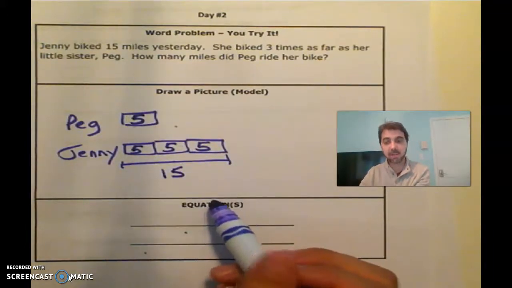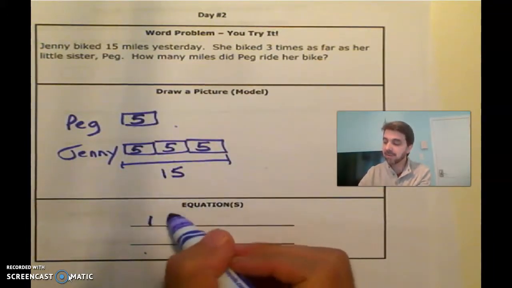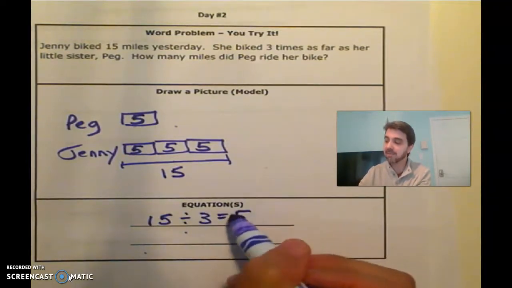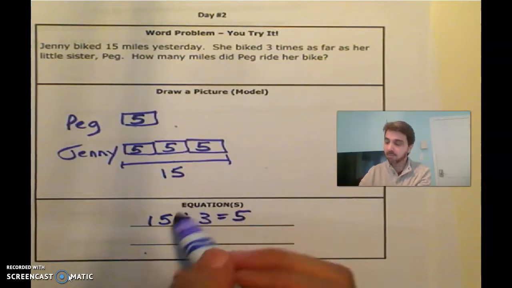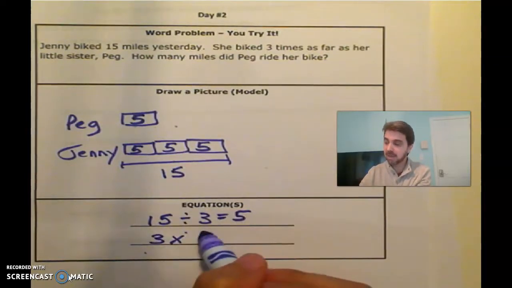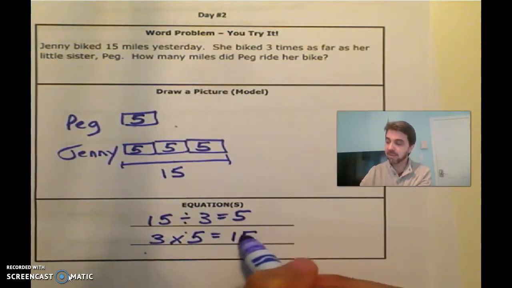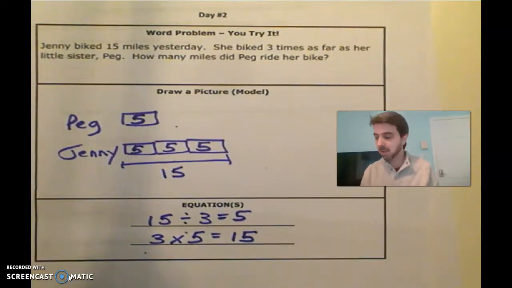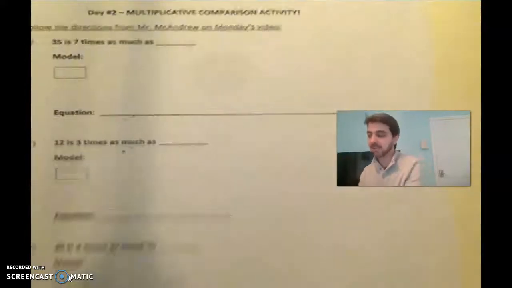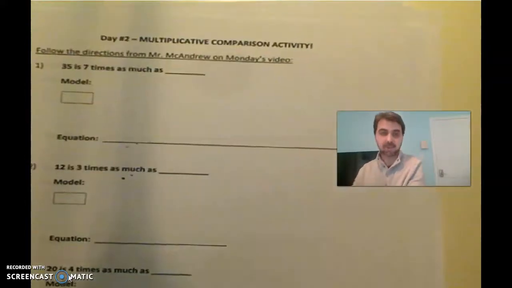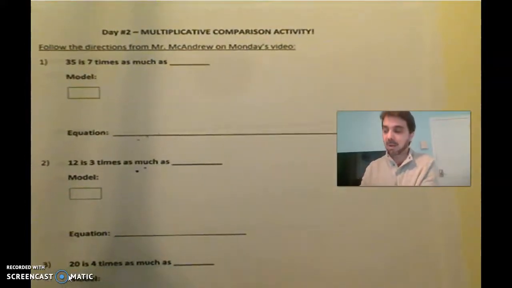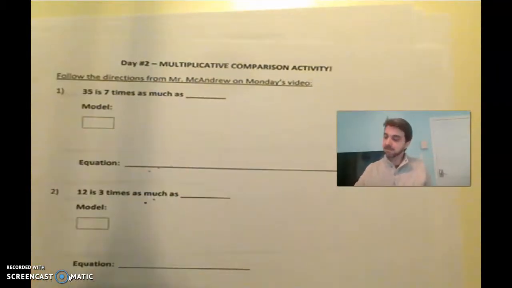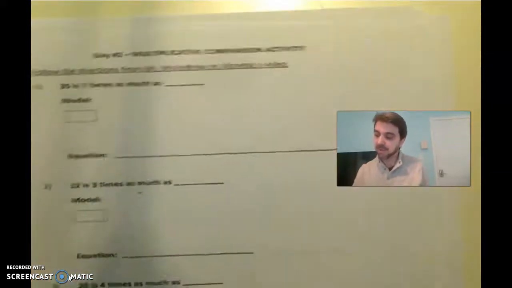All right, so our equations would be either 15 divided by 3 equals 5, or 3 times 5 equals 15. Okay, both of those work. All right, so like yesterday, you have an activity. It's a little bit different. You don't need your dice today. So I'll do the first one for you, and then there are 5 more to do, okay?